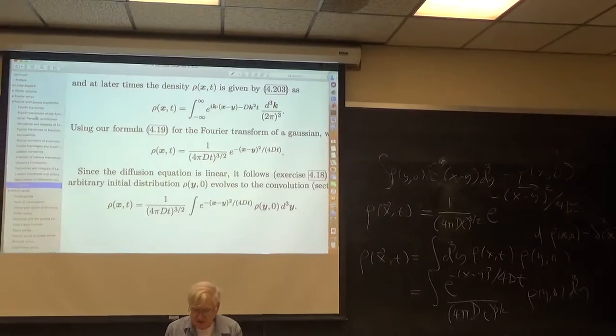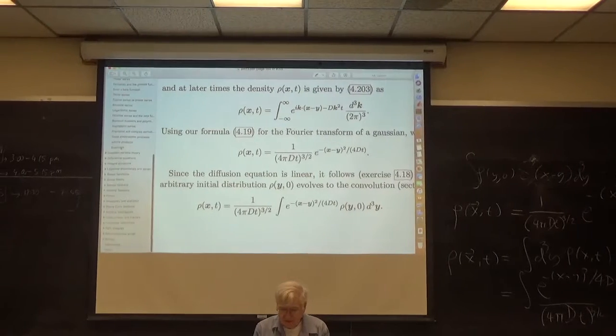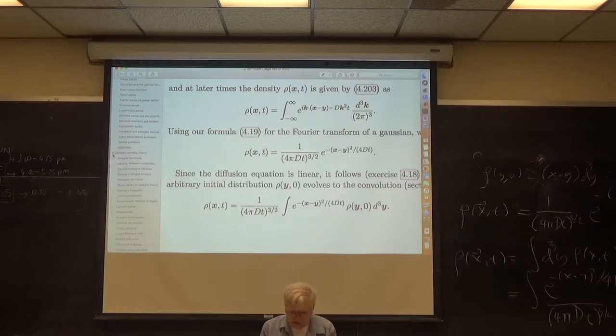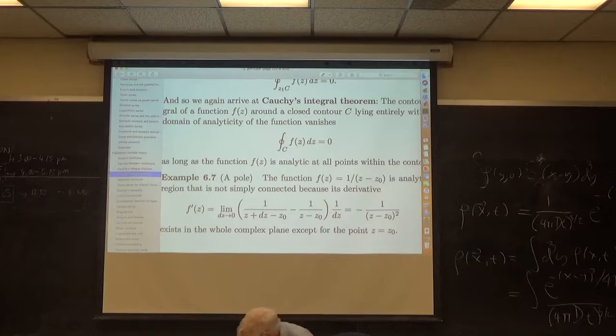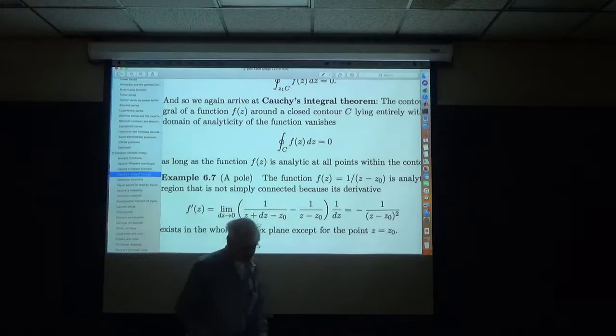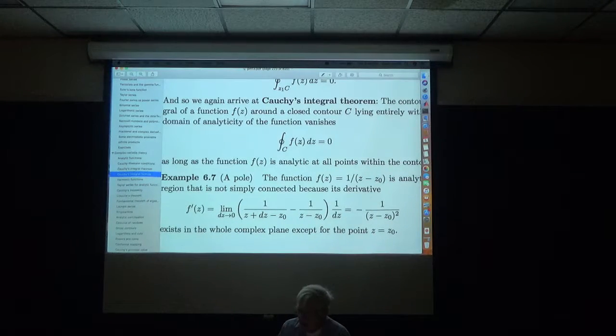Okay, so let's jump back to complex variable theory, and in particular, Cauchy's integral formula. First, let me remind you of, for the reminder part, I'm going to go through this on the computer screen. This is Cauchy's integral theorem: the integral of an analytic function around a closed contour is 0 if the contour is entirely within the region in which the function is analytic.